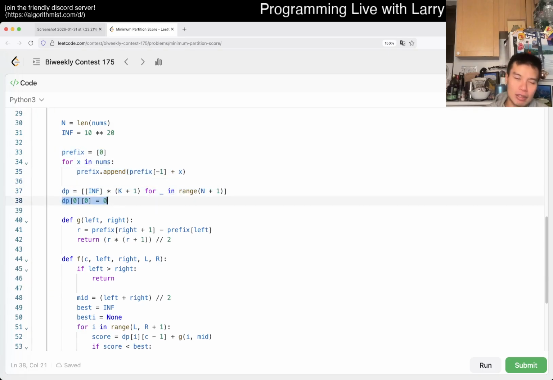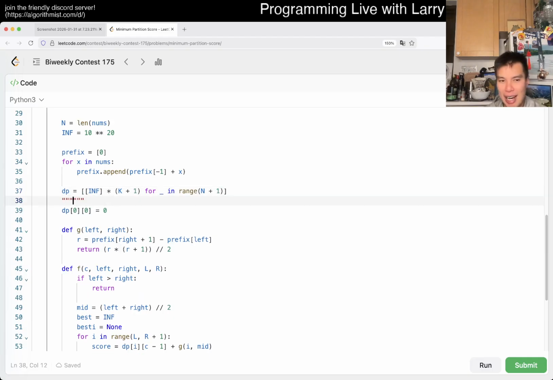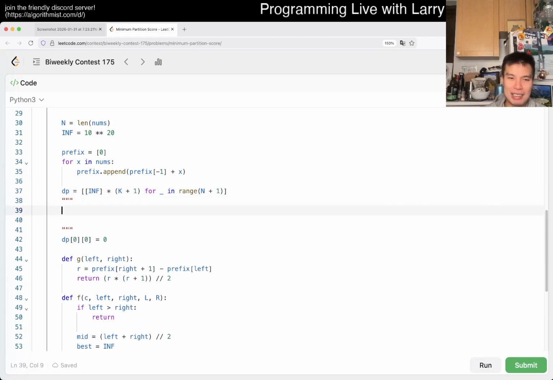We set 0, 0, and in this case it's easy to get confused. The way I usually do it, I didn't do it here, is by denoting it. So here I would have to say maybe dp[n][k] is equal to the min cost of solving the first n items with k partitions. So that's DP.